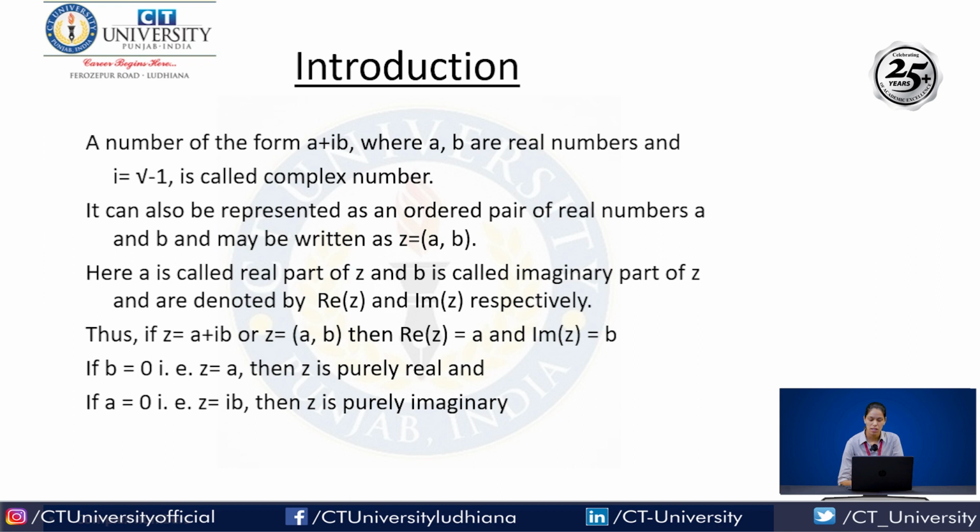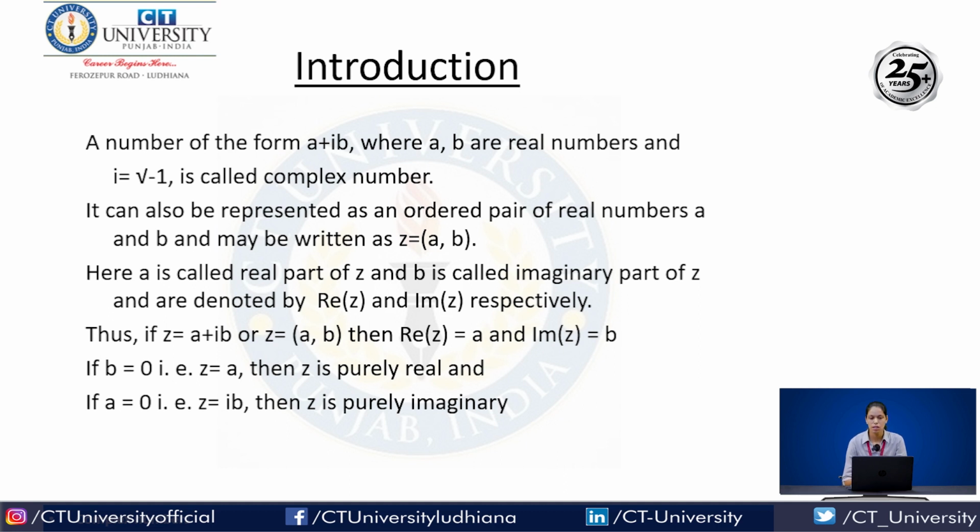Here a is the real part and b is the imaginary part of Z, and we can denote it as Re or Im for real and imaginary respectively. So if Z equals a plus iota b, then I can also say that Z equals a comma b as an ordered pair. Then my real part of Z is a and imaginary part of Z is b. If I take the case of the complex number where b equals 0, then my Z is left with a, so I can say that Z is purely real. And if I take a equals 0, then Z equals iota b, meaning Z is purely imaginary. So this is the introduction.